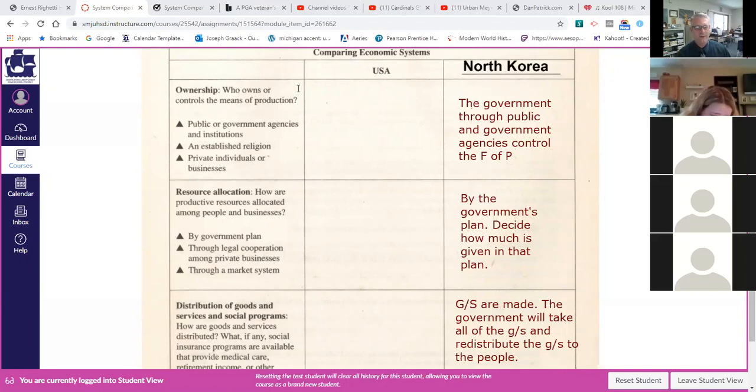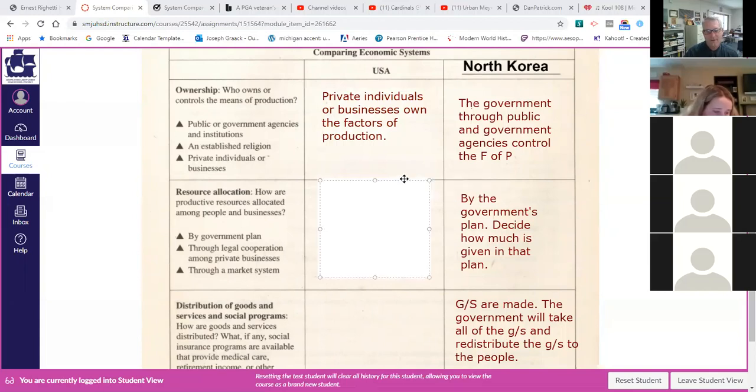All right, so group 1, when it comes to the United States, all right, who owns or controls the means of production, the factors of production? The individuals control production. So just as it says there to the left, private individuals or businesses own the factors of production. All right, perfect. Group 1, what did you have for question number 3 on your formative, number 2 on the United States in terms of resource allocation? How are factors of production allocated amongst people and businesses?